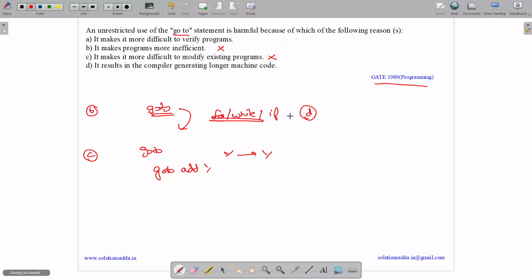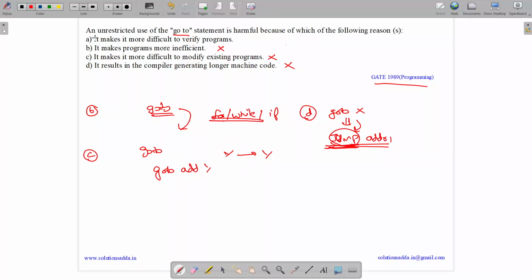Let us see option D. Option D says it results in the compiler generating longer machine code. No, this is also false, as goto introduces only a single jump statement. As we have goto and address X, it will be replaced just by a jump instruction. Machine code will have its equivalent opcode for jump, followed by the destination address where we need to jump, and the equivalent structural constructs will have longer machine code. So it's false, as it's replaced just by a jump and it is shorter machine code.